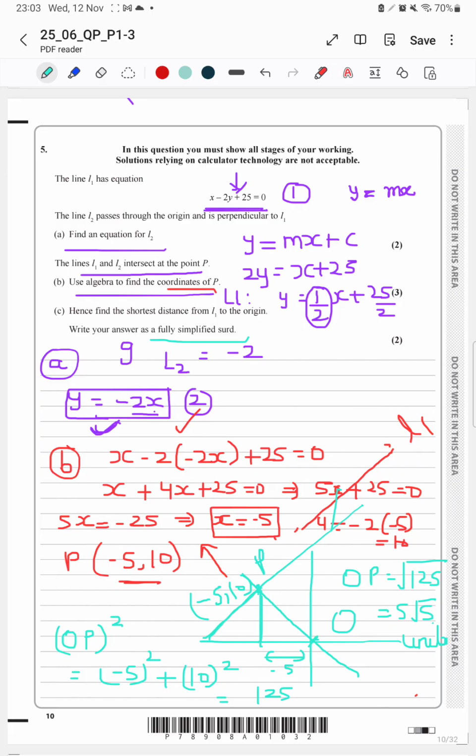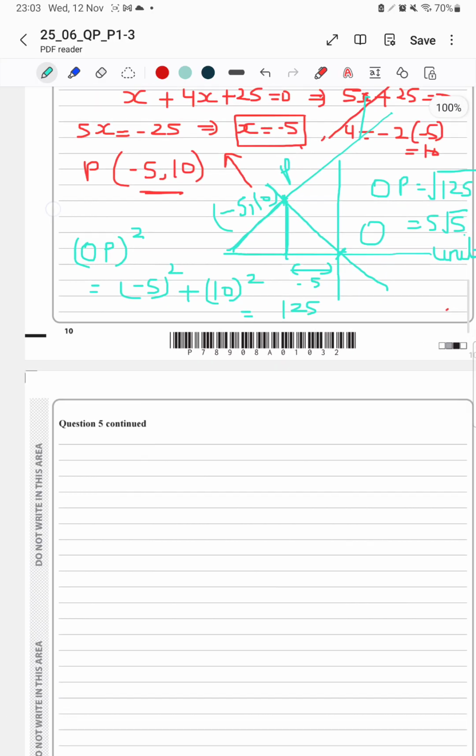Now we go to the next question, and let's see what is given here.